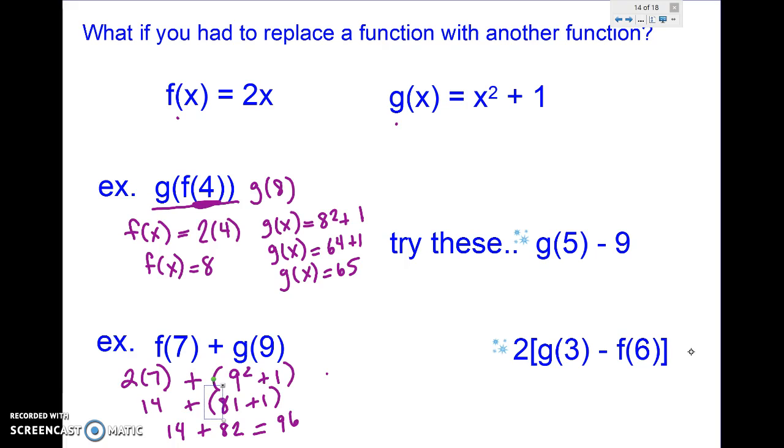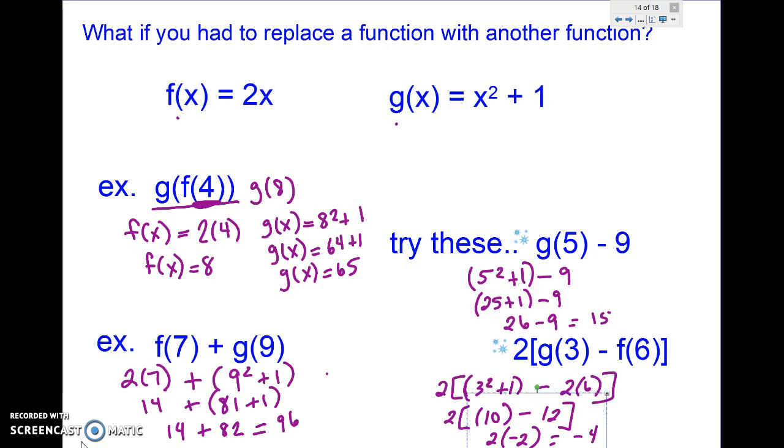Try these two over here. Pause the video, take a second, and try those problems. Okay, go ahead and check your answers. We got 15 for the first one and -4 for the second one.